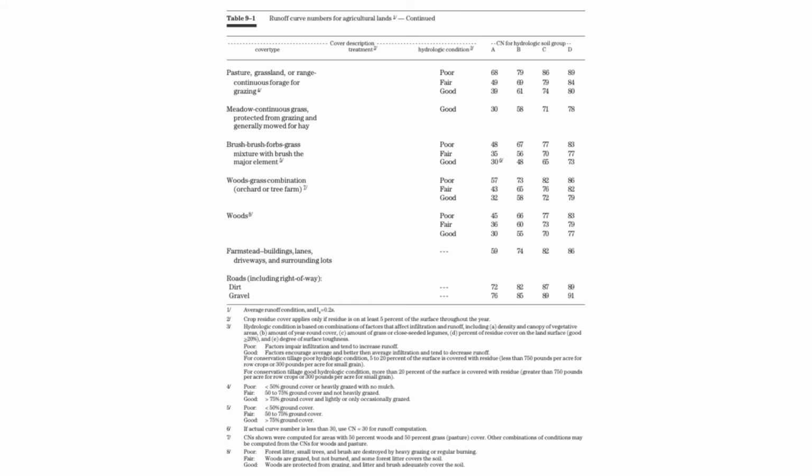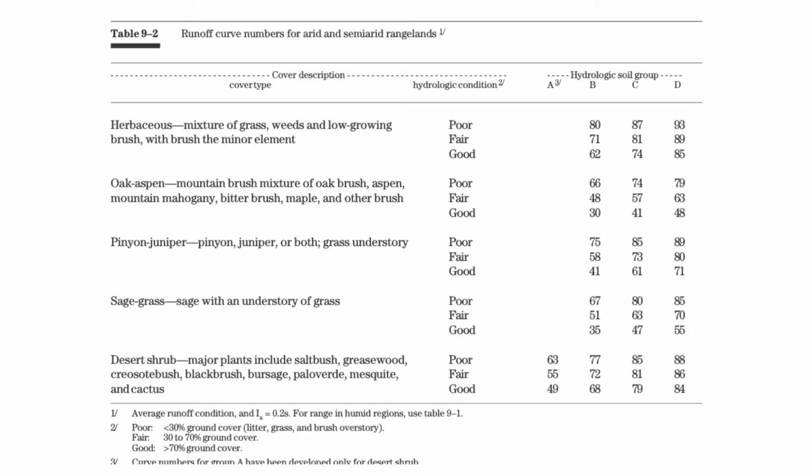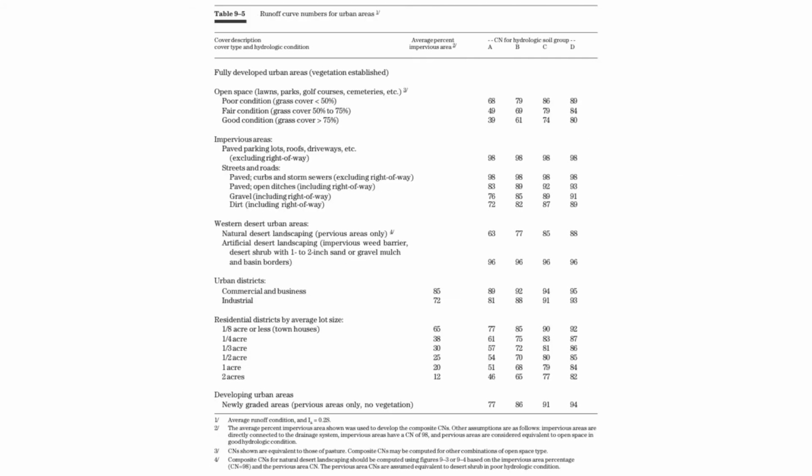There are tables for many different kinds of watersheds. The previous one and this one are for agricultural soils. We find tables for rangelands, we find tables for urban areas, etc., etc.